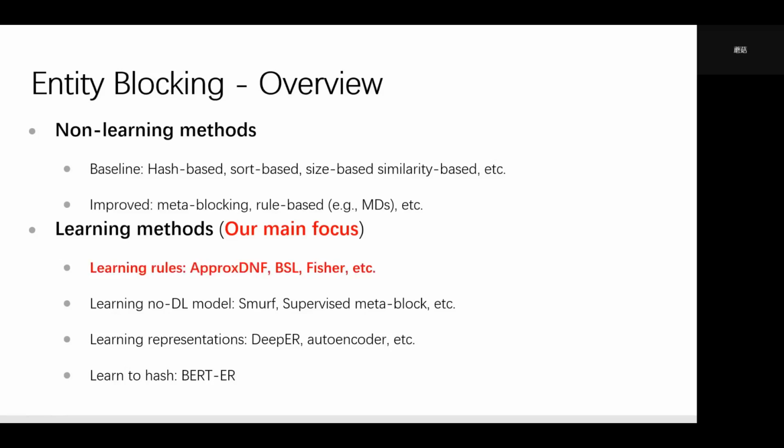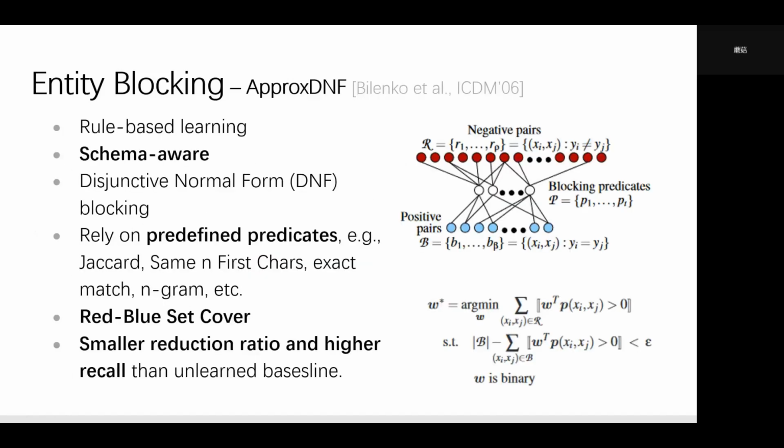First, we briefly introduce some methods of learning rules. The first method is the Pros-DNF, and the rule is based on the disjunctive normal form, DNF for short. And DNF relies on predefined predicates such as Jaccard, cosine, exact match, and so on. So the author transformed the learning problem to the red-blue set cover one.